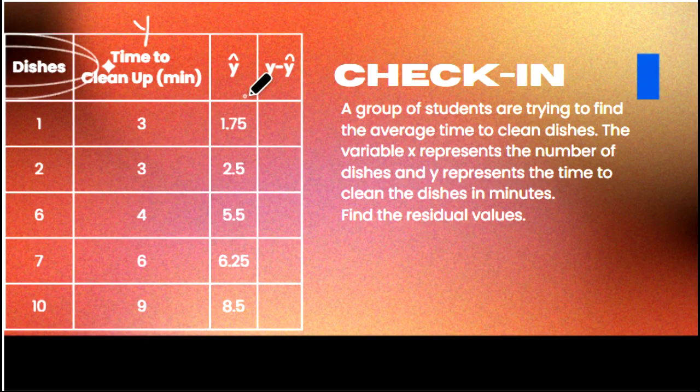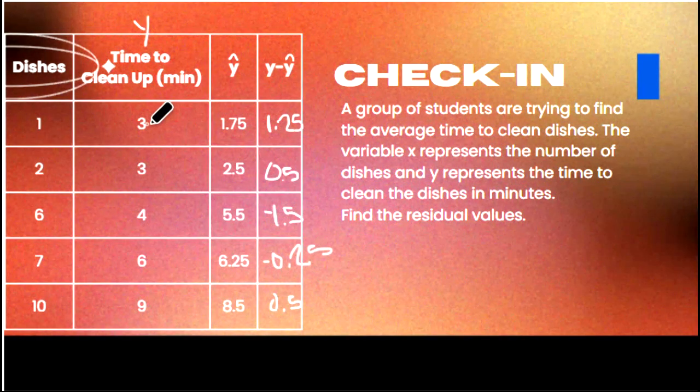So 3 minus 1.75, it's too early in the morning. I could do this in my head, but I don't want to. This one's 1.25. This one's 0.5. This is negative 1.5. 6 minus 6.25 is negative 0.25. And this is 0.5. We're just subtracting, and it gives us those for our residual values.